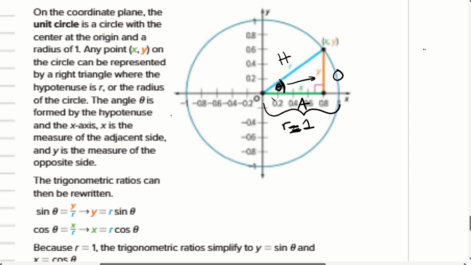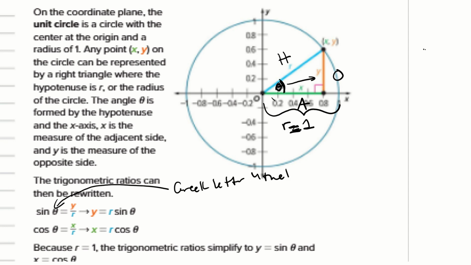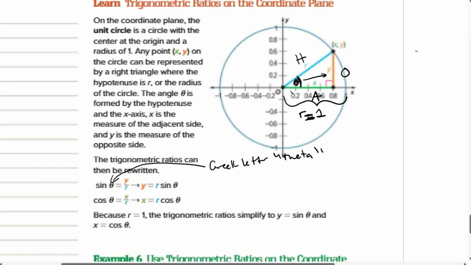Let's say I call this angle, this letter right here that you see is the Greek letter theta. Usually in trigonometry we use theta for the angle. You haven't seen that before, but you'll start seeing it when you get more into mathematics and trigonometry. So the sine of theta is opposite over hypotenuse, where the opposite is the y coordinate and the hypotenuse is the radius, so y over r.